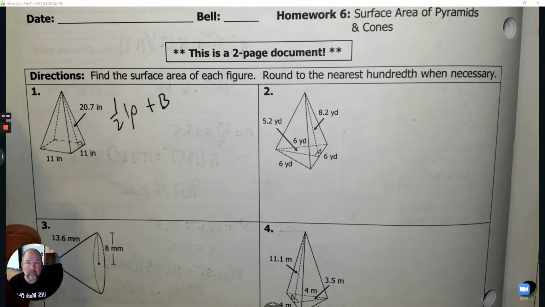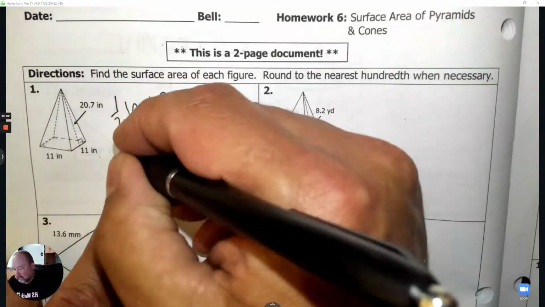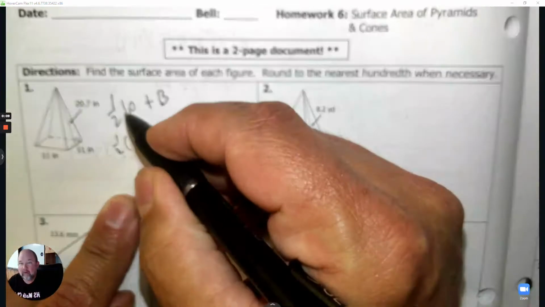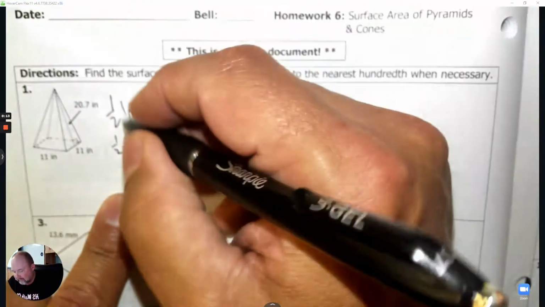Okay, here are your homework solutions for surface area of a pyramid. We're going to use this formula. So we're going to start with 1/2. L is the lateral height, that's the slanted height here. L is the slanted height, which is 20.7.